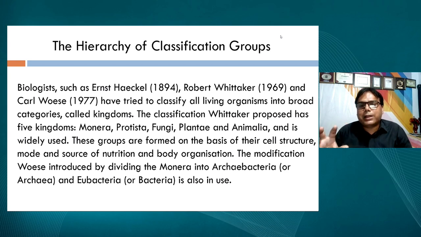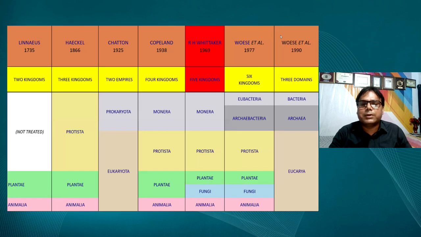So basically, Robert Whittaker proposed the five kingdom classification, and the basis of classifying the different organisms is cell structure, mode and source of nutrition, and body organization. So this is known as the five kingdom classification. My students, please see in this slide, the contributions of so many scientists in the field of classification are presented.